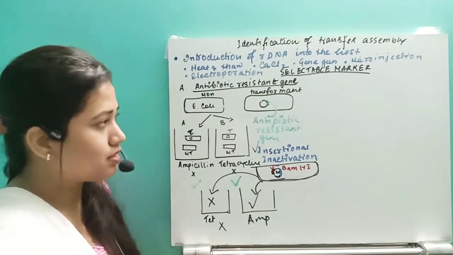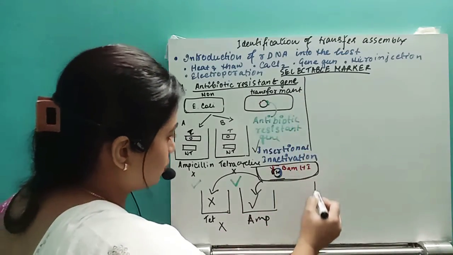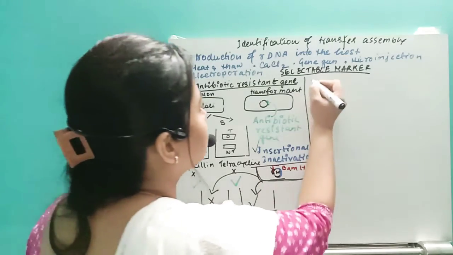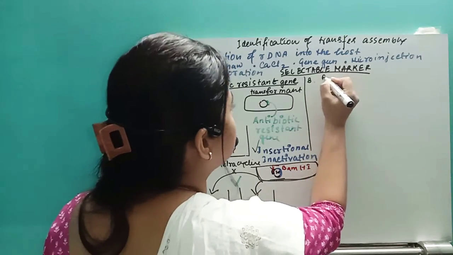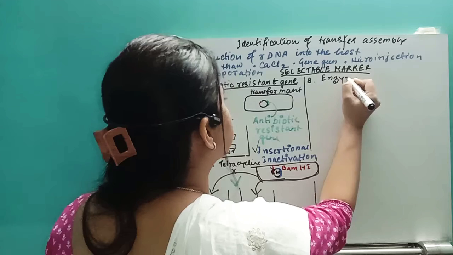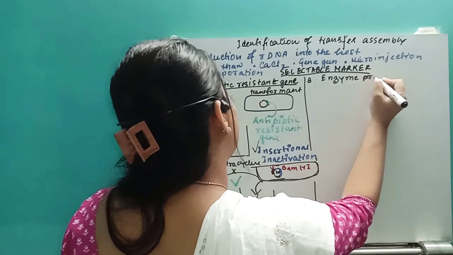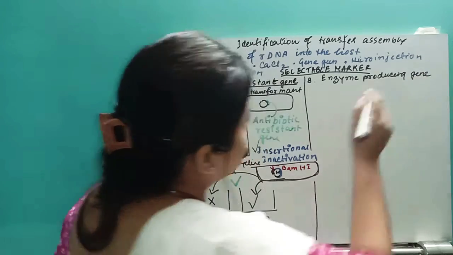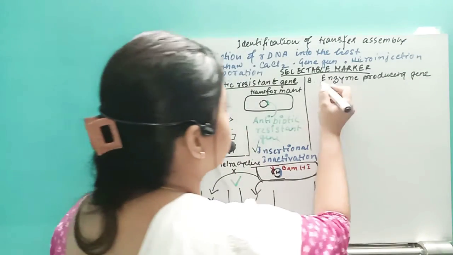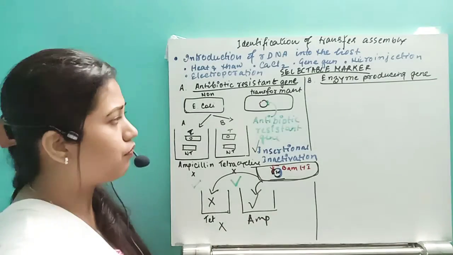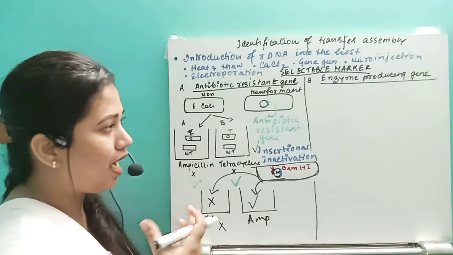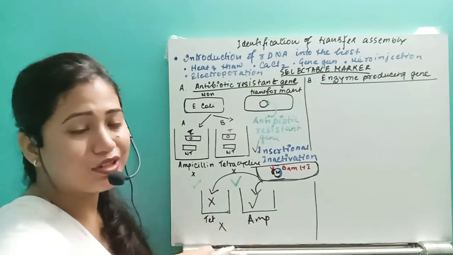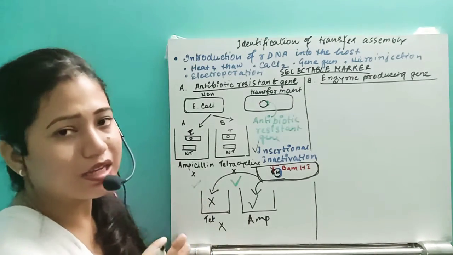Now the next one. This is the antibiotic resistance gene, so we have completed the first selectable marker. The second selectable marker is the enzyme producing gene. Okay, so this one is the enzyme producing gene. What we are going to do is, see, first of all, we have to make the rDNA, right? So first of all, we have to take the vector, insert the gene fragment, and make an rDNA.